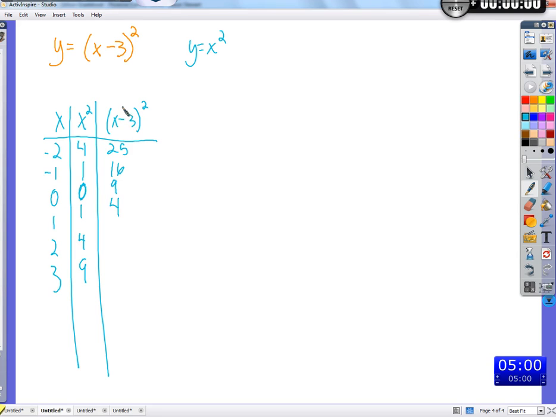Okay? And now, finally, when we put in 1, we're squaring negative 2, right? 1 minus 3 is negative 2. We're squaring negative 2 here, when we plug in 1. Here we plugged in negative 2 to square negative 2. And here we're doing it 3 steps later, or 3 steps behind. Okay? Trying to help you understand this horizontal shift maybe from a different perspective.